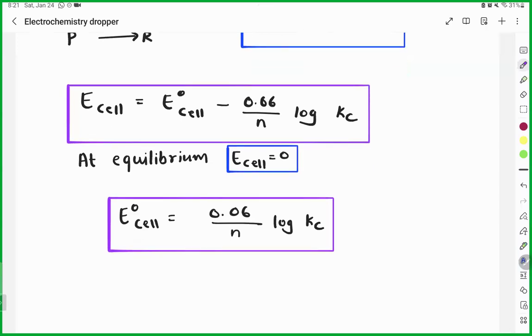What is the difference between Kc and Qc? Remember, Qc you can calculate at any moment, and Kc only for the equilibrium. Correct? Let me repeat. Kc, the equilibrium constant, is considered only for the equilibrium condition. Only when you have equilibrium can you apply Kc, because this is very rare.